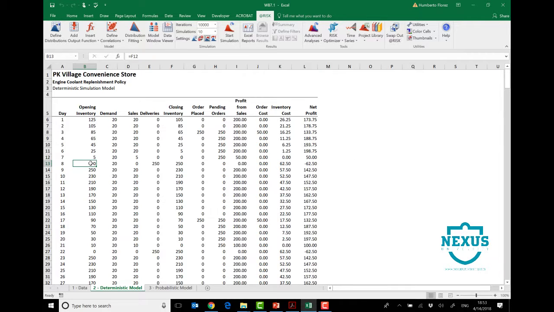When we go into the next day, we have 0 inventory. We have a demand of 20. We cannot sell anything because we don't have it. But fortunately, at the end of the day, we received the 250 units ordered 5 days ago. The inventory then is 250. So we have our worst day. We have no sales, and we have to carry the cost of inventory of $62.50.